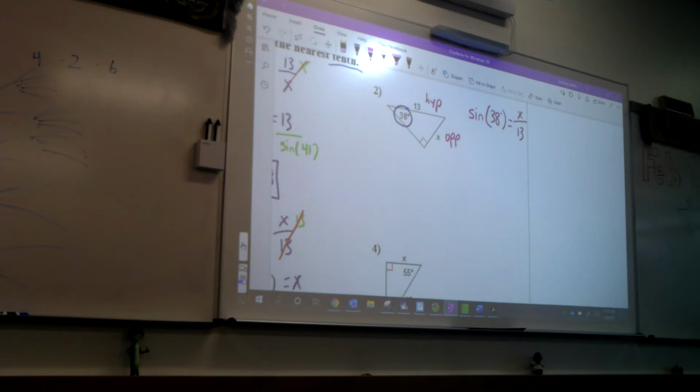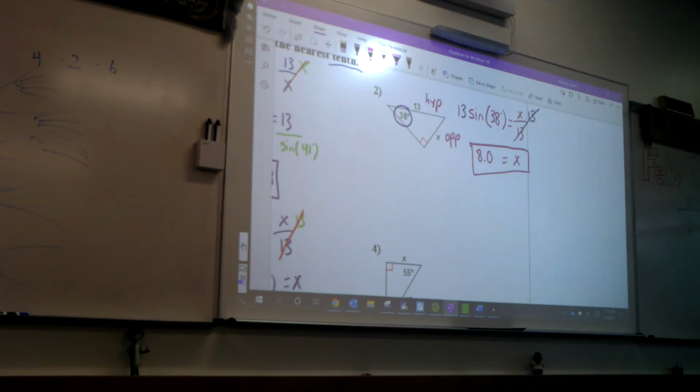Were you guys able to set that up using sine? Opposite and hypotenuse, there you go. Okay. Then what would I do from there, Melissa? I want to solve for x. And boom, that gets x all alone. I'm going to go in my calculator, put in 13 sine of 38. What do you guys get? 8.0, which is just 8, right? There we go. Looking at our picture, that seems to fit, so good job. There is your first answer.